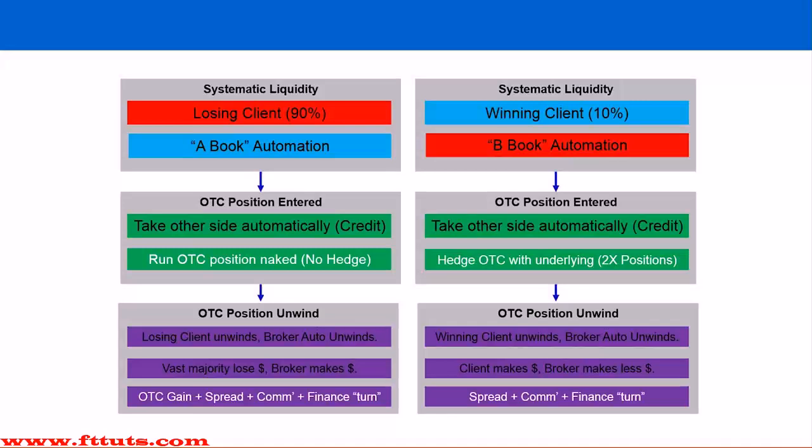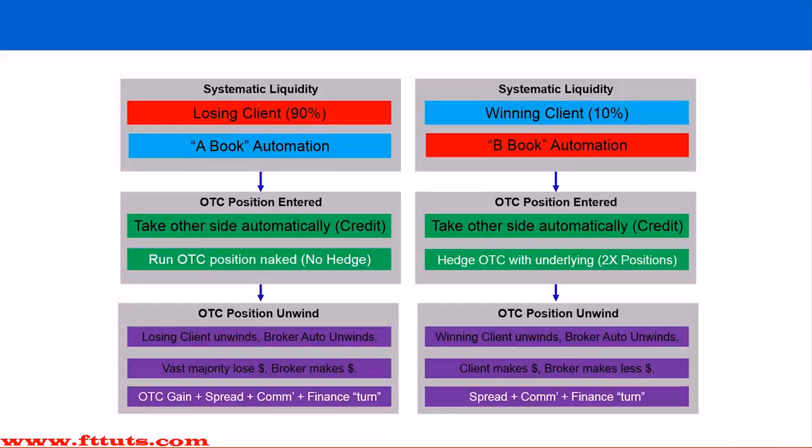Thank you very much. What about the clients who make money? Well, they automatically go on what's called the B book. The broker, when they trade on the platform, takes the other side, and outside of the platform, the broker also has access to the real market, and they hedge the position that they've taken against the winning client on their own platform by taking the opposite position, so the same position that the client's got, in the underlying asset, which is trading in the real financial market.